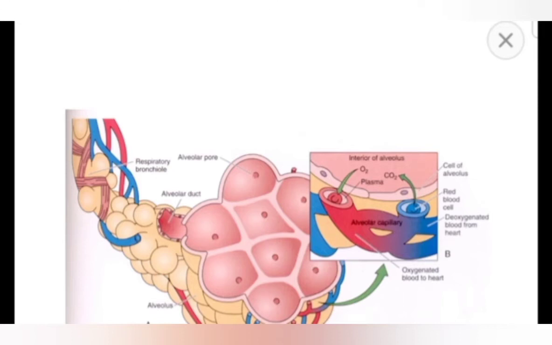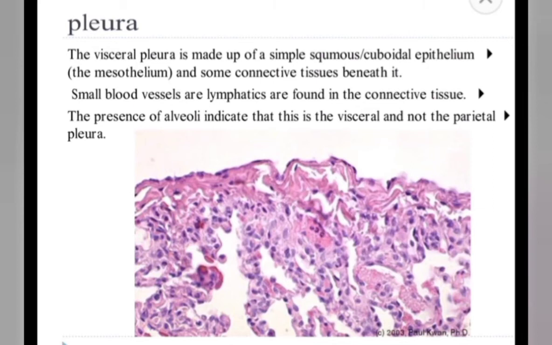The outer covering of the lungs is the pleura. Let's talk something about the pleura. This is the covering of the lungs, and it consists of two layers, the visceral pleura and the parietal pleura. The visceral pleura is made up of a simple squamous to cuboidal epithelium, which is also known as the mesothelium, and there is some connective tissue beneath it. Small blood vessels and lymphatics are found in the connective tissue. The presence of alveoli indicates that this is the visceral and not the parietal pleura.